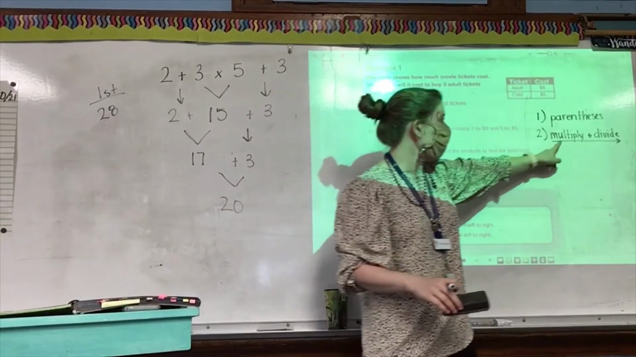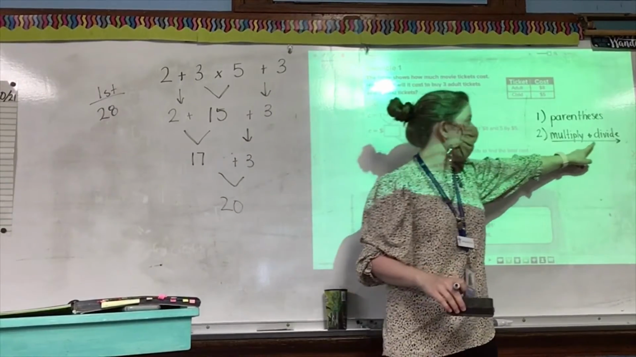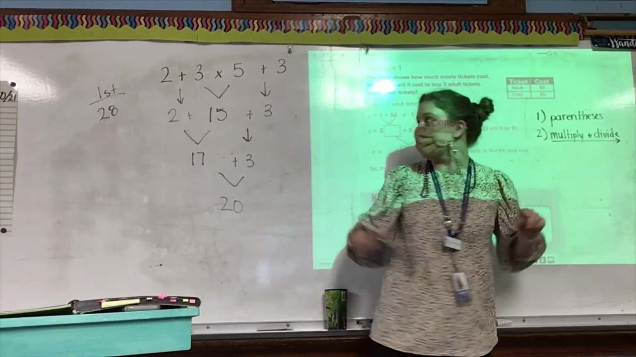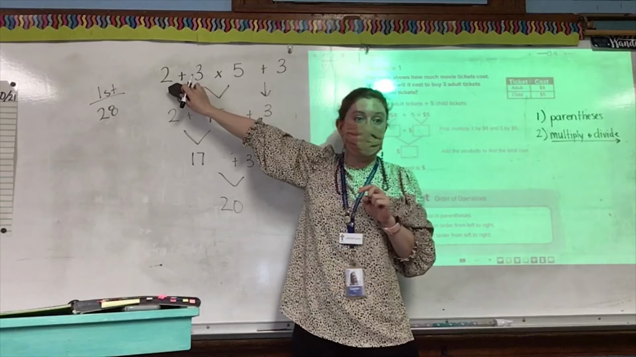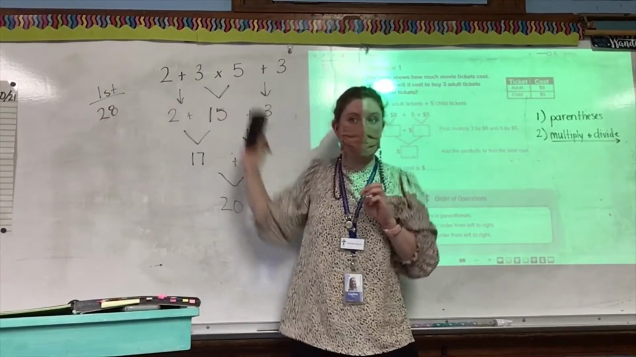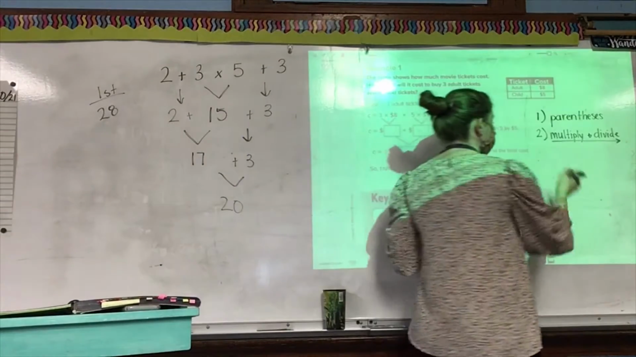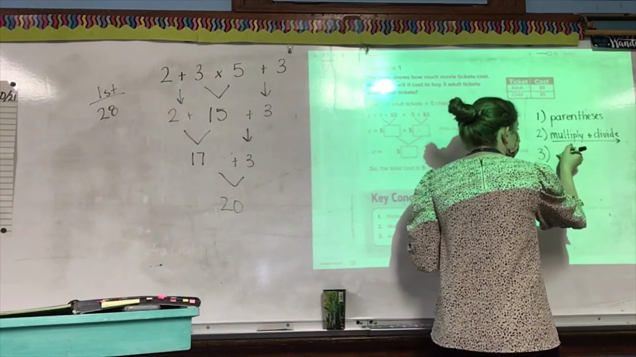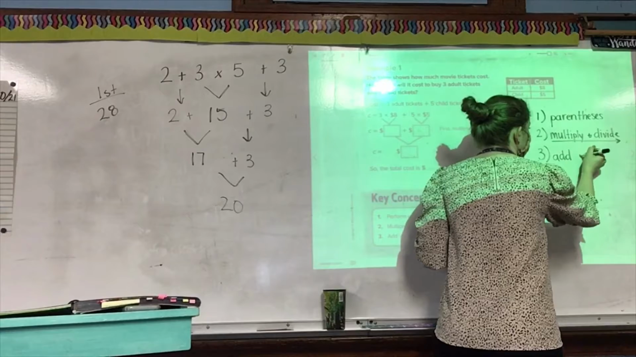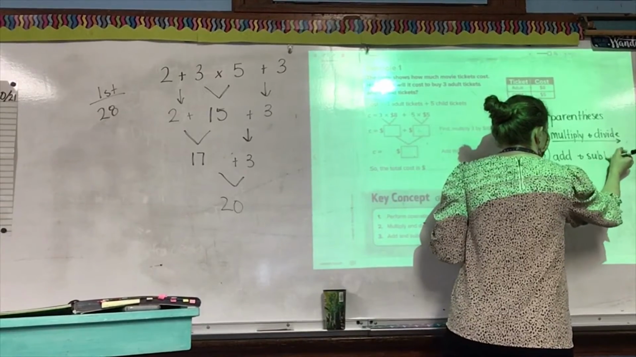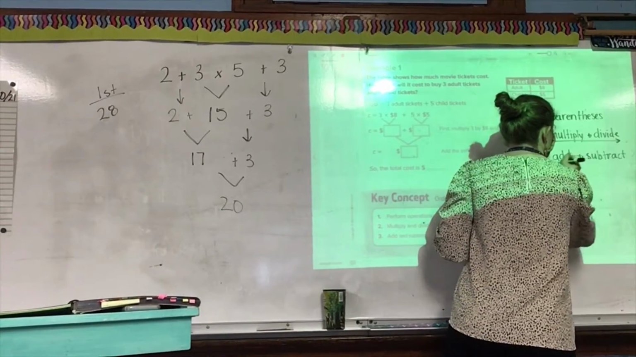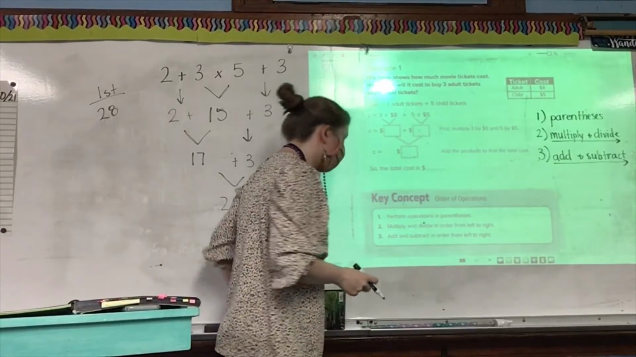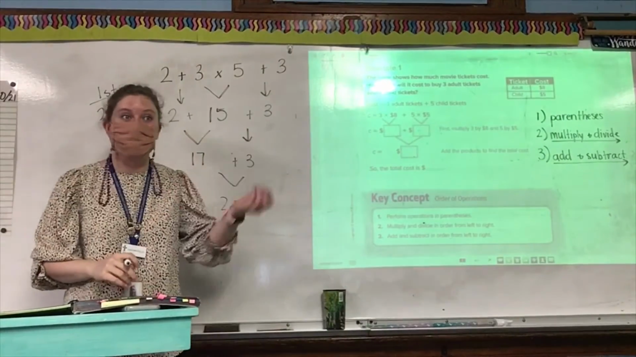Now, just because the word multiply comes before the word divide doesn't mean you always multiply before you divide. Because if the division symbol is on the left in the problem, you do that first. And then, once you're done with that, or if there is no multiplication or division, then you add and subtract, again from left to right.